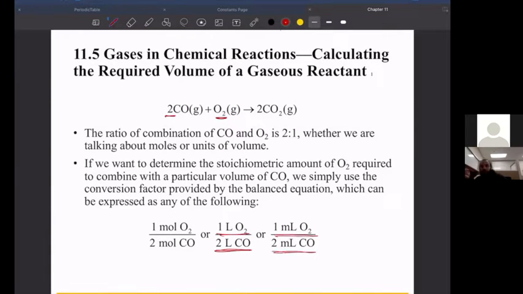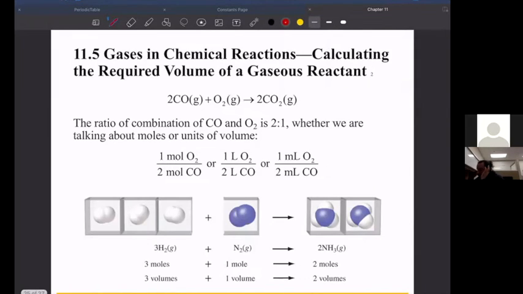A consequence of the ideal gas law, maybe we didn't point it out, but that's kind of interesting, is that all gases are treated the same, right? So it doesn't matter what the identity of the gas is, it just matters how much of it you have in terms of moles. That will directly correspond to the volume at a given temperature and pressure.